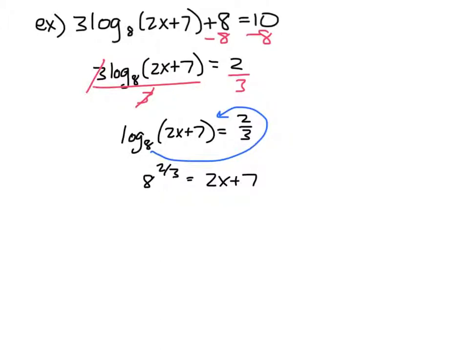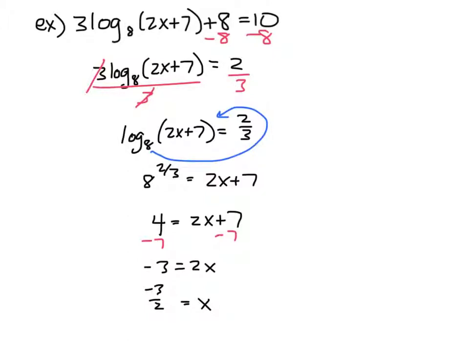Remember, whenever you raise something to a power like 2/3, that'd be squaring the 8 and then taking the cube root. So 8 squared is 64. The cube root of 64 is 4. So this equals 4 equals 2x plus 7. Subtract 7 from both sides. So we have negative 3 is equal to 2x. Dividing by 2, we have x equals negative 3 over 2.